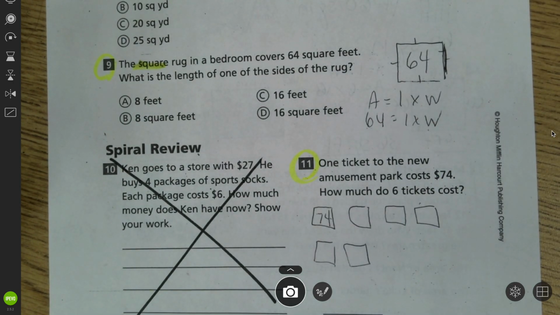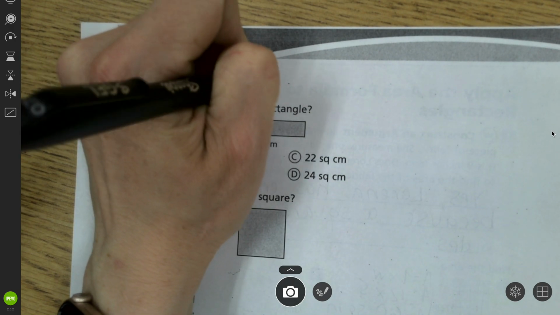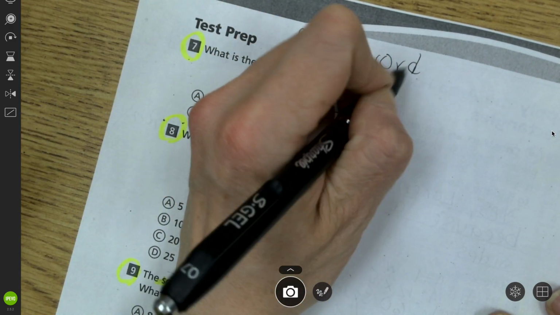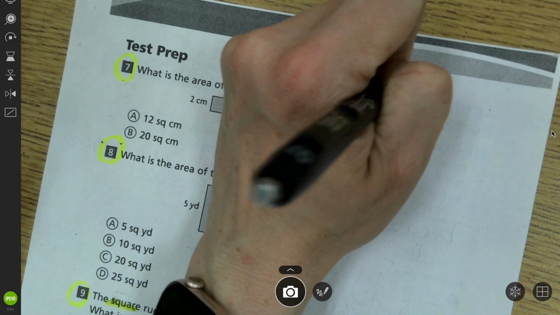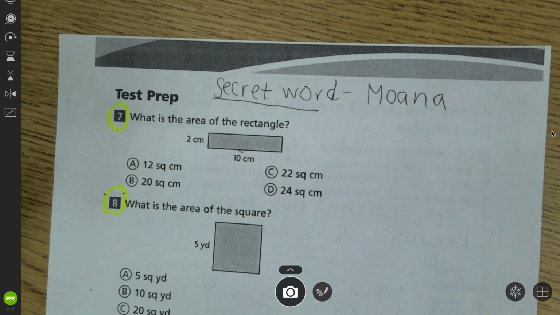Okay? Oh, Boba! Time for the secret word. Here we go. Let's write it up here. Secret word. And the secret word of the day is Moana! Oh my goodness. I hope I'm spelling that right. I think so. Moana. I actually have never seen Moana. She's giving me a look.